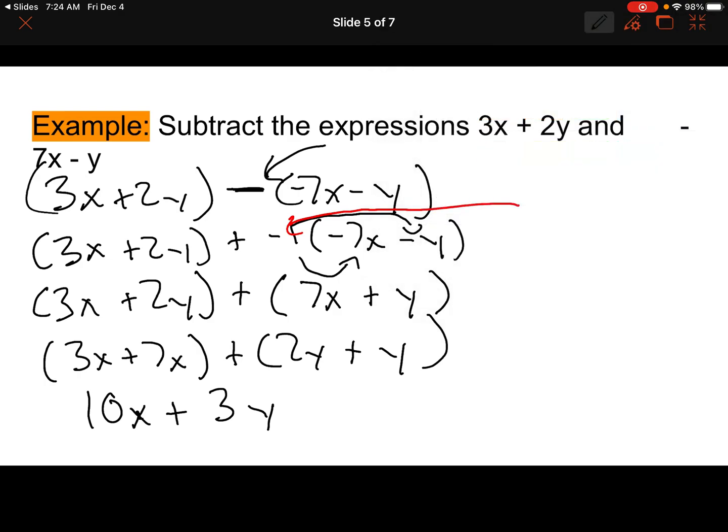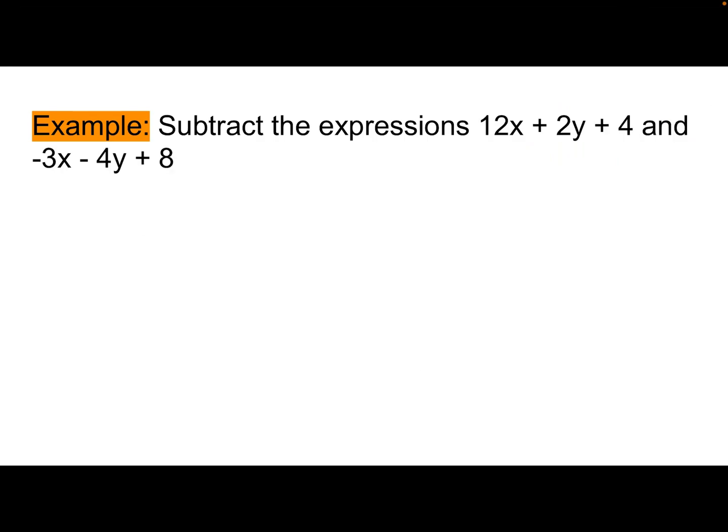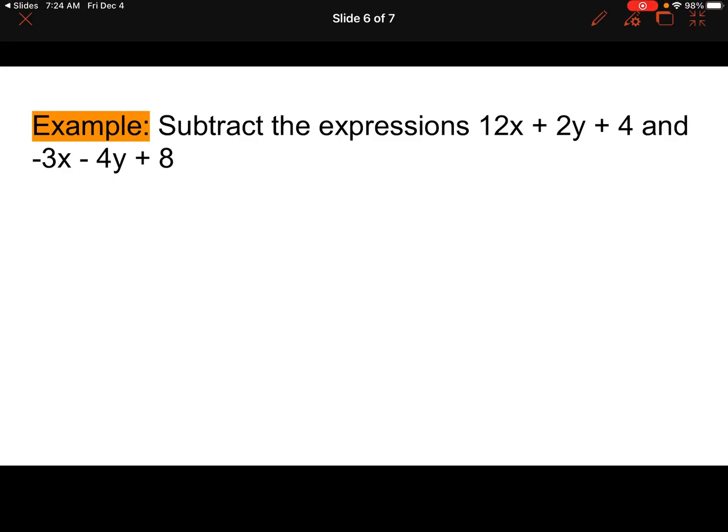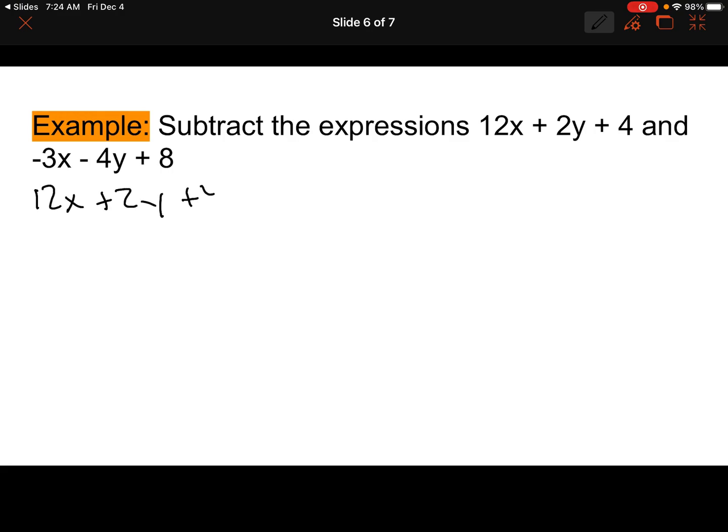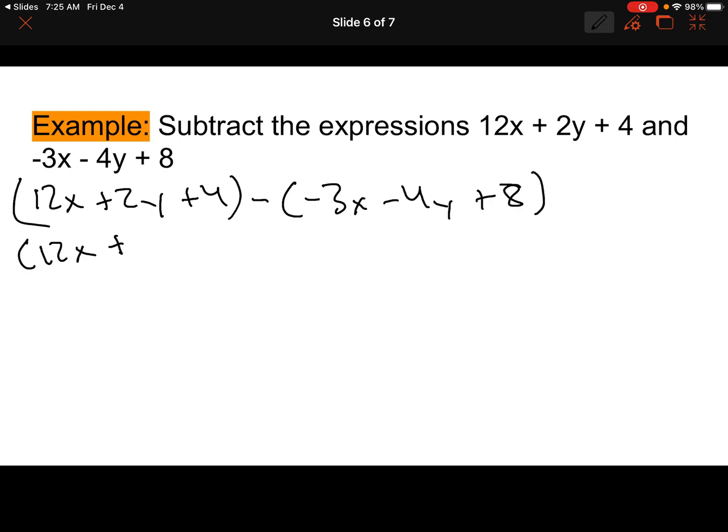All right, let's go on to our last example. Again, this is the same one we worked with before, so we want to subtract the expressions 12x plus 2y plus 4 and negative 3x minus 4y plus 8. So 12x plus 2y plus 4 minus negative 3x minus 4y plus 8. Again, I'm going to change this into an addition problem by putting that negative 1 there. That's 4 plus negative 1 times negative 3x minus 4y plus 8. First thing to do is distribute this negative 1.